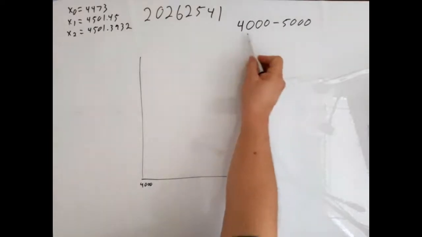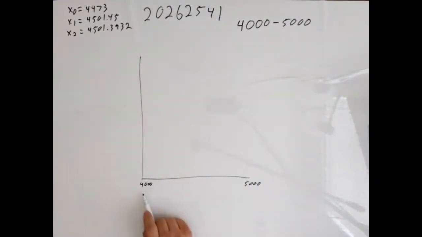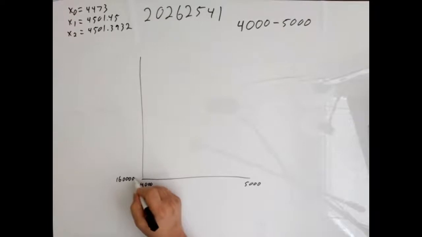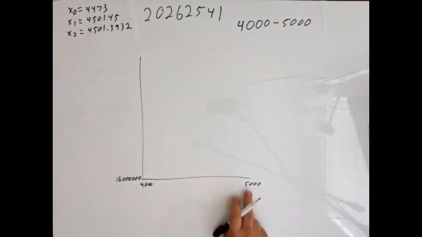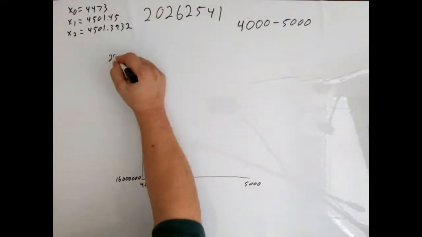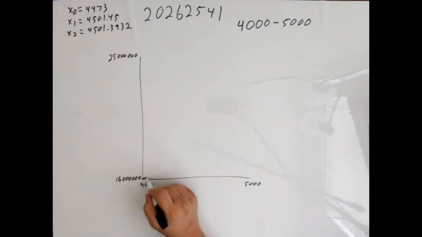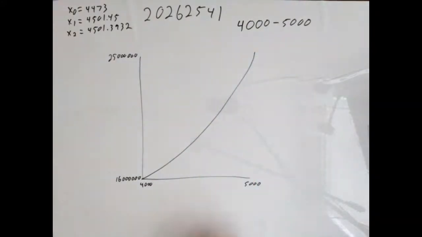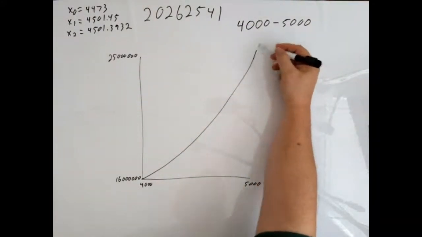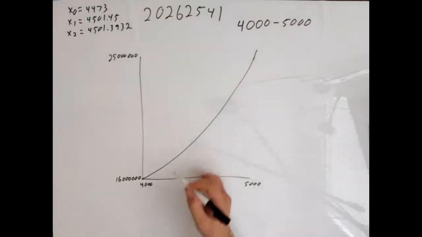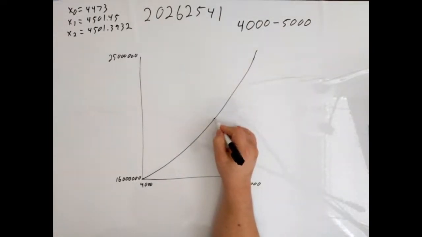We know we're in the range of 4,000 to 5,000 for our answer, so that's here and here. And we know that if you square 4,000, you get 16 million. And if you square 5,000, you get 25 million. And the parabola is going to look something like that. That's a little bit steep there, so I'm just going to continue up. And 20262541 is somewhere, I would say, about right here.